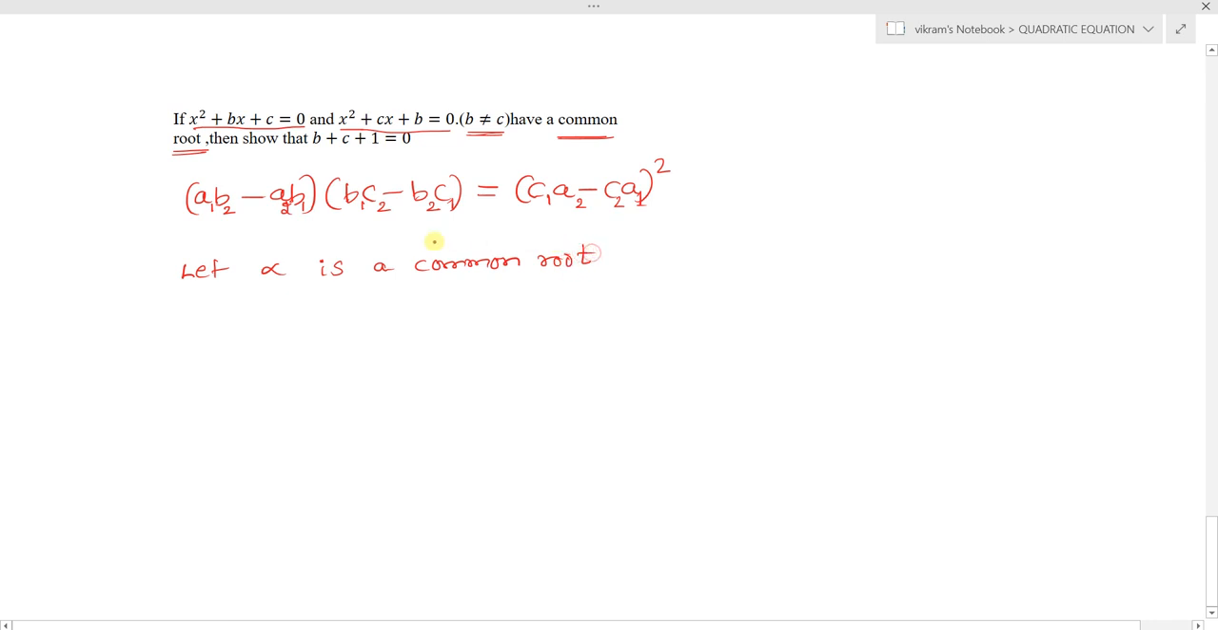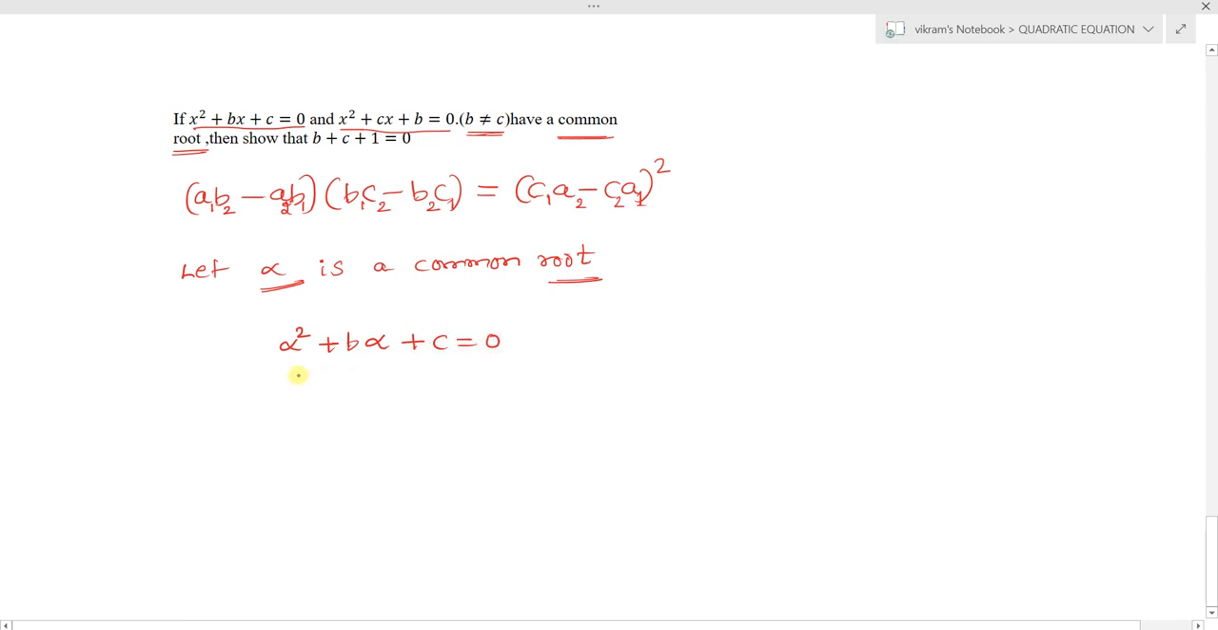So what is meant by a root? The roots are the values of x which satisfy the given quadratic equation. Now we are saying that alpha is one root, which means alpha has to satisfy the given equation. Then we can write the given equation as alpha square plus b alpha plus c equals 0.